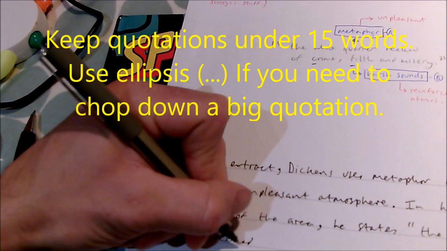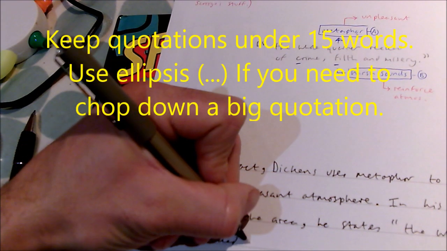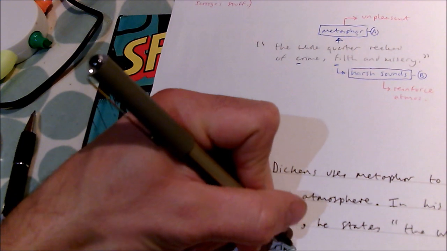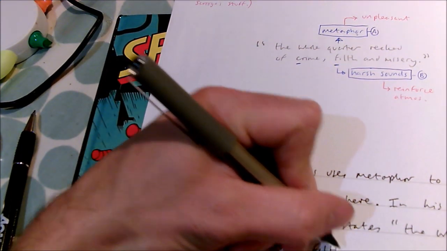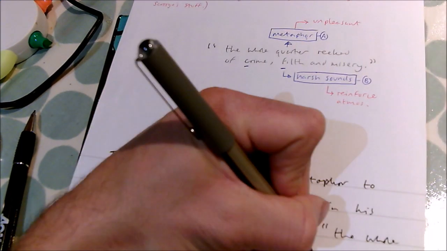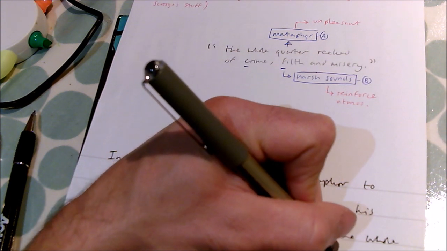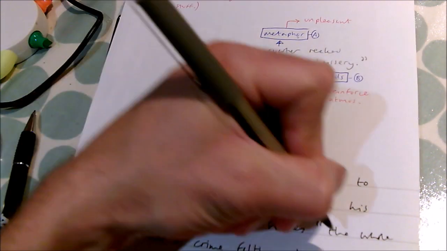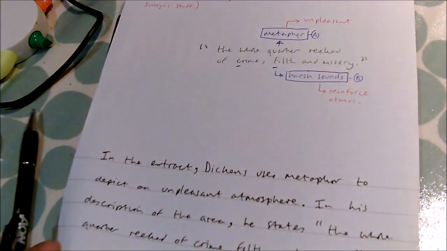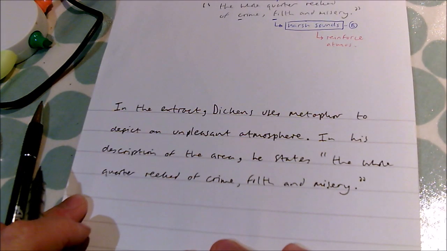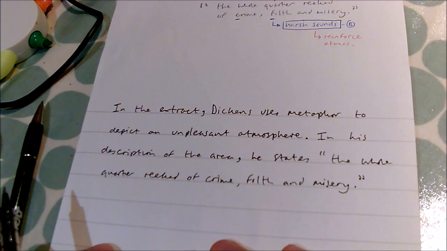Reeked, that's our money shot verb, we're going to look at that in a sec, of crime, filth and misery, like a few schools I've worked in. Not my latest one, thank goodness. Okay, so we got a convoy, we got a point, we got evidence.